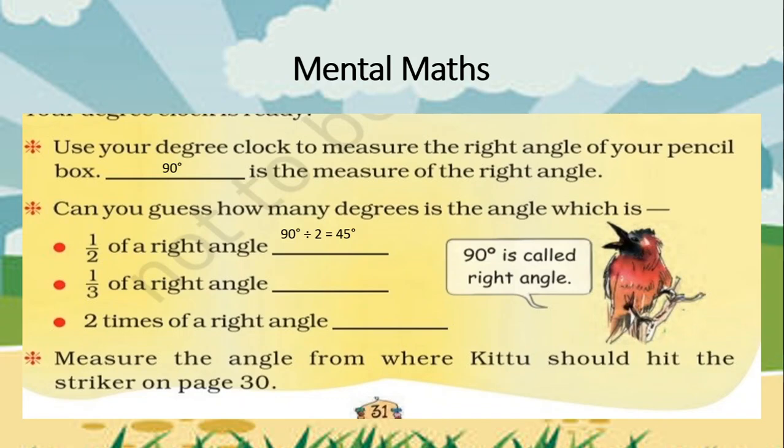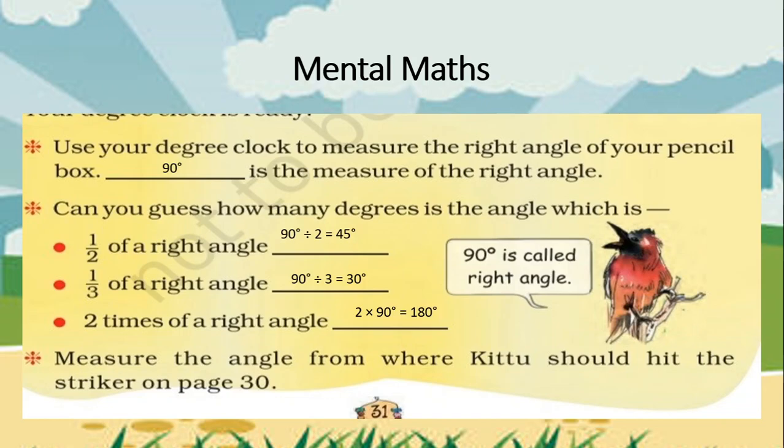Now 1/3 of a right angle. In this case, the right angle, that is 90 degrees, is divided by 3. So your answer is 30 degrees. 2 times a right angle, that is 2 multiplied by 90, is equal to 180 degrees. Now, you can use your degree clock to mark a 30 degree angle.